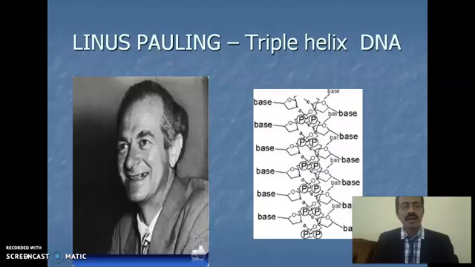Regarding the historical perspective of DNA structure, Linus Pauling first described DNA as having a triple helix mode. According to Linus Pauling, DNA has three strands. So he described it as the triple helix model.